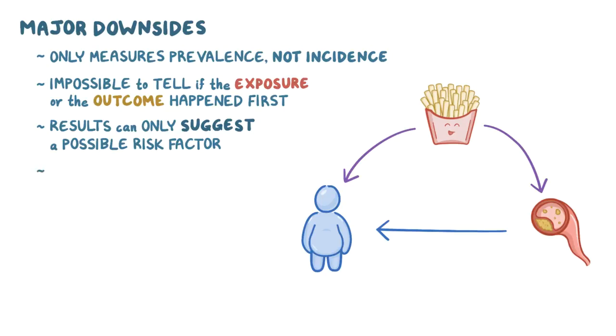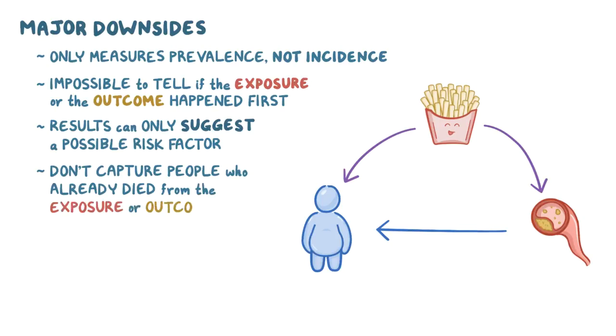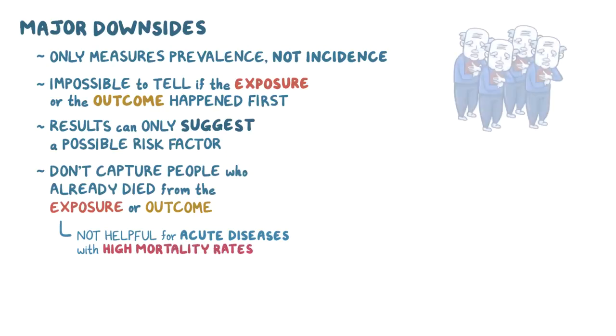Another downside of cross-sectional studies is that they don't capture the people who have already died from the exposure or the outcome in question, so they're not very helpful for studying acute diseases with high mortality rates, like myocardial infarctions or heart attacks. For example, it would be very difficult to use a cross-sectional study to figure out the prevalence of high cholesterol for people that have heart attacks, since some people can die from heart attacks right away. So the people included in the study will be the only ones who have survived a heart attack, and they have different characteristics from those who died.